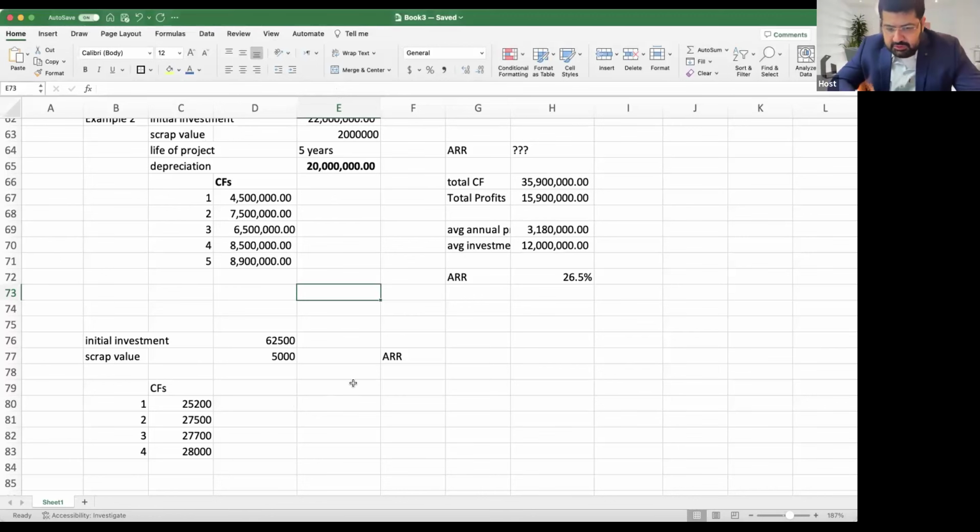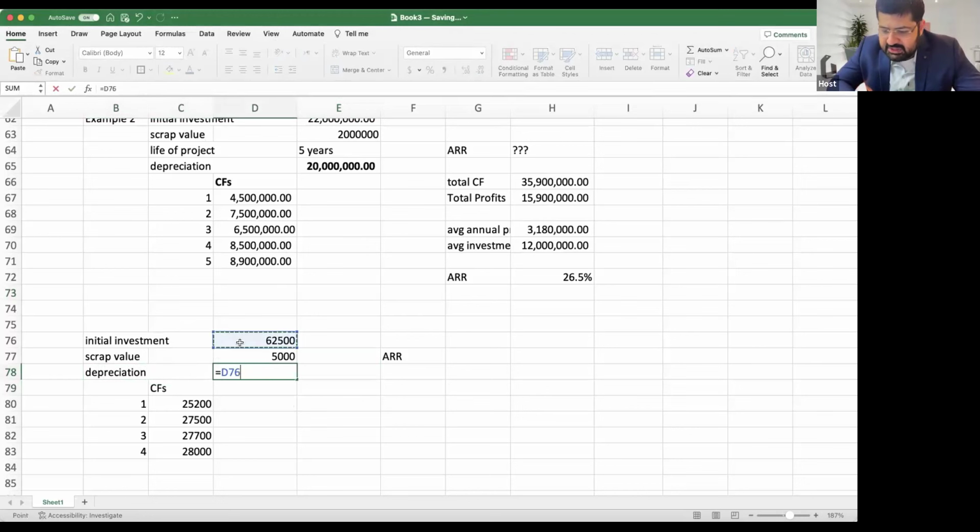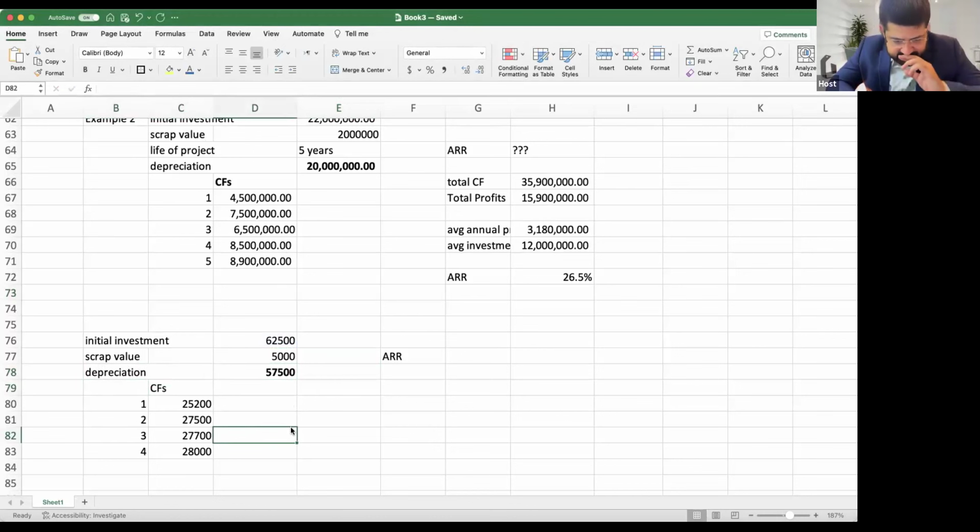Let me do it. So you see here, what is the depreciation? Depreciation is this minus this. 57,500 is the depreciation. Students, remember, you will always be doing calculation in an Excel sheet whenever you are practicing. What I have observed in the last session is that students are doing calculation on paper. No, in the exam you won't be using any paper.